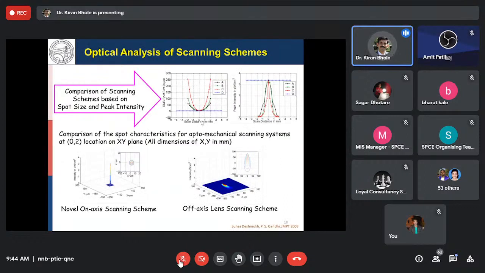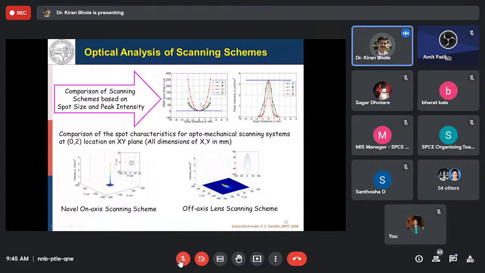So this is the advantage of the on-axis scanning scheme, and it is analyzed through software and compared with all other scanning schemes, such as pre-objective, post-objective, and off-axis scanning schemes. You can see in all other schemes the mirror is tilted, and thus scanning is done by rotating the mirror. There we can see the focus spot is very big at a distance other than 0, 0, even at a 2 mm distance. The spot size is very big.